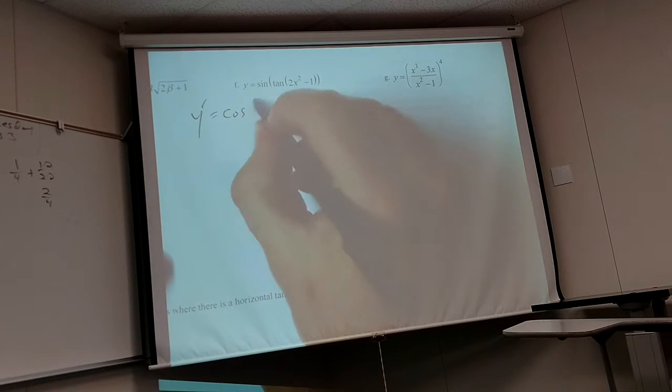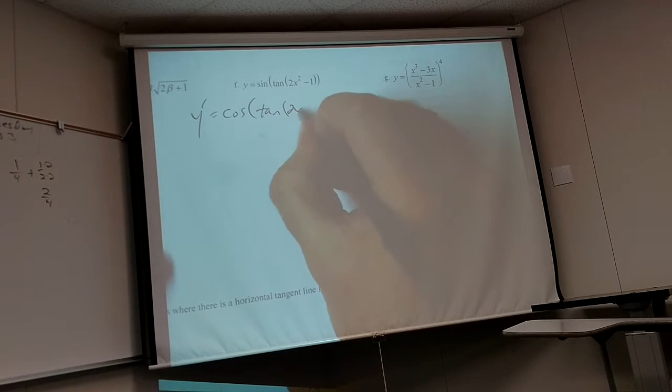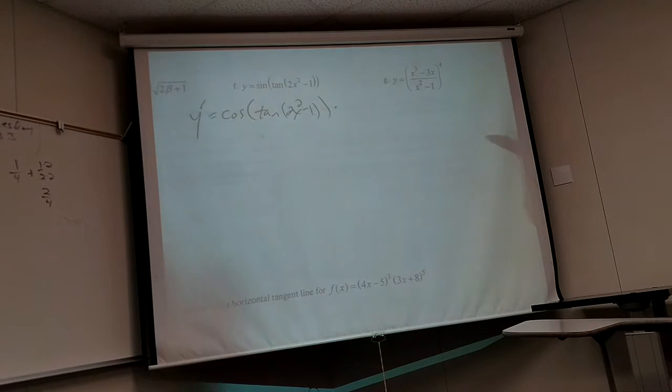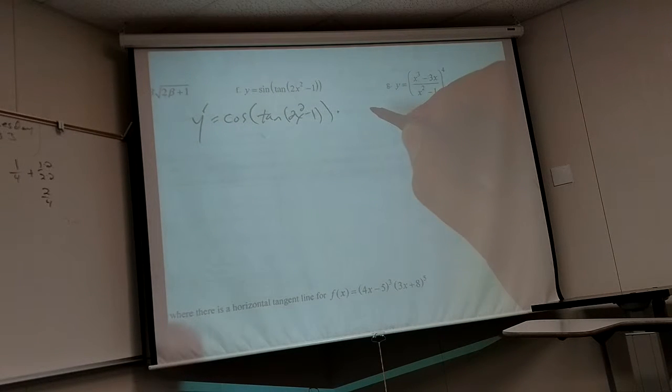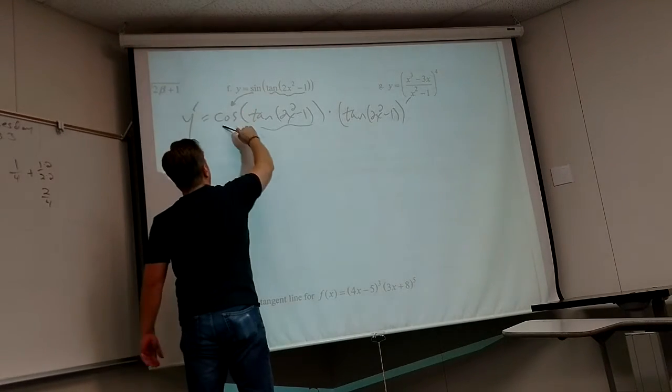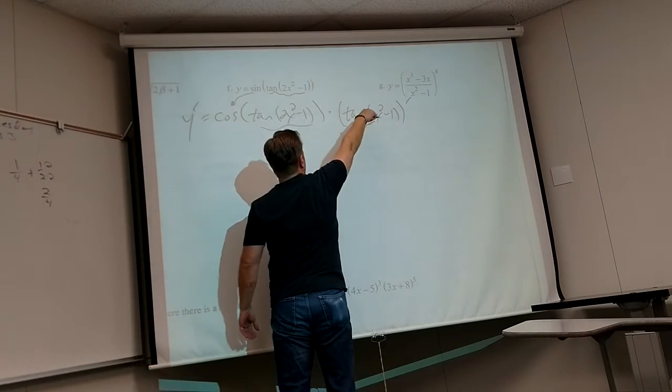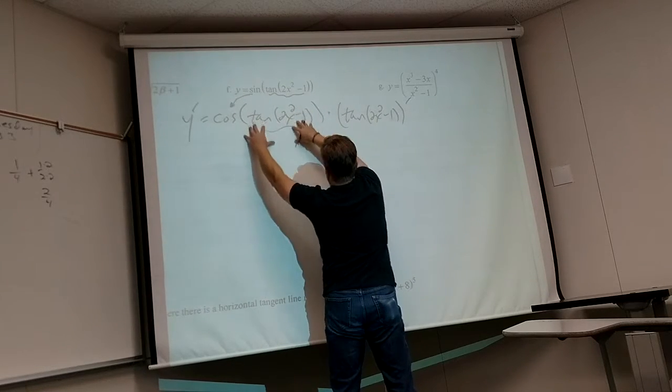Y prime is cosine stuff times derivative of the inside. So now the inside gets a turn. The outside got a turn of stuff. Now the stuff gets a turn. So this is what I mean. I did a chain rule. Outside function of stuff times inside function gets a turn. Now your whole universe is this. The rest just comes for the ride.